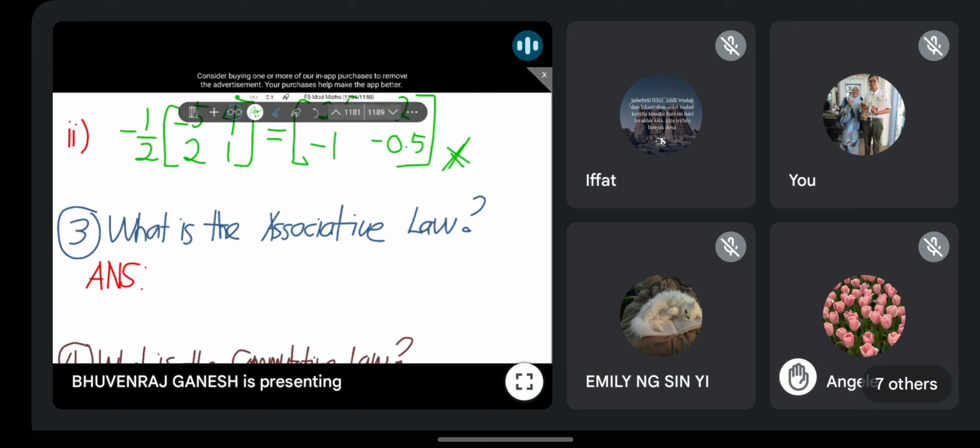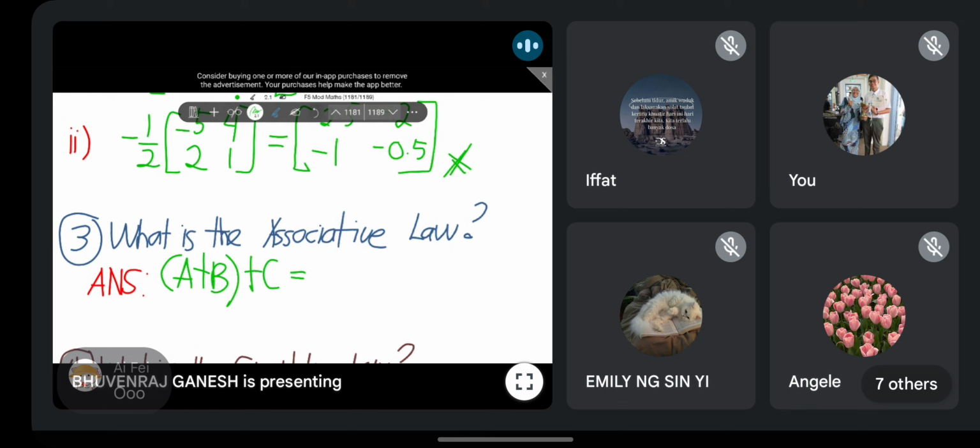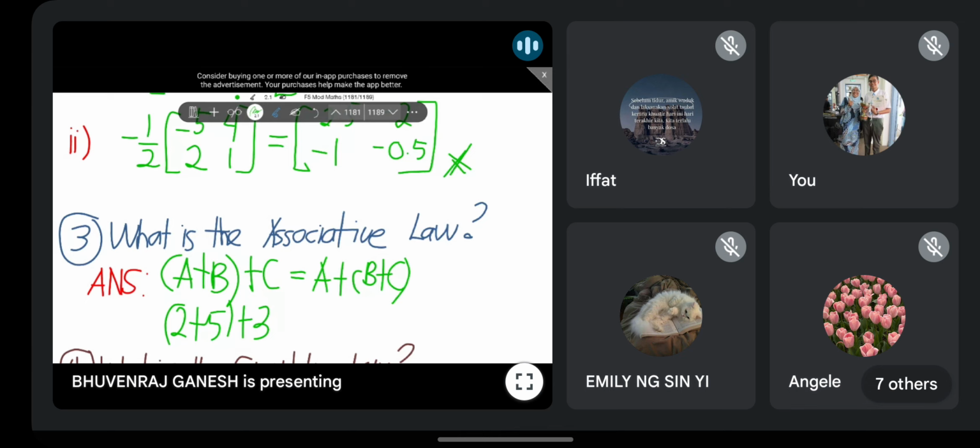Okay, so guys, associative law is basically this concept. The concept is (A plus B) plus C is equal to A plus (B plus C). This is the format for the associative law. In other words, you just assume it is like the normal plus and minus that you have done since primary school. You will do something like this, correct? So guys, you try and see. These two are equal, right? So this is the meaning of the associative law. 2 plus 5 plus 3 is the same as 3 plus 2 plus 5.